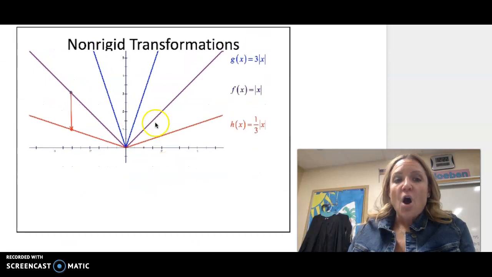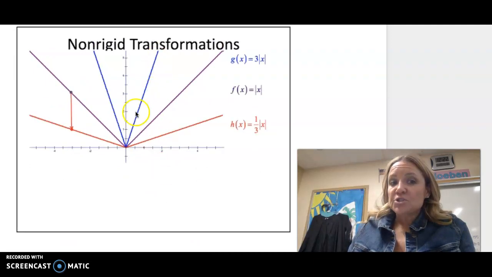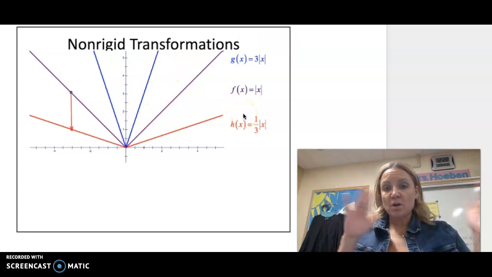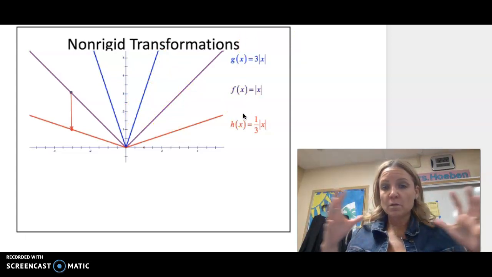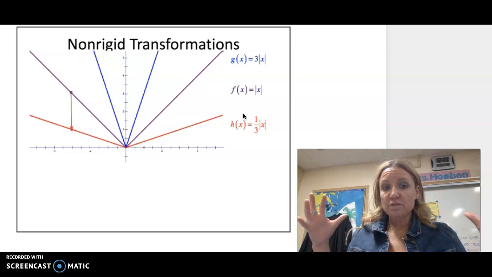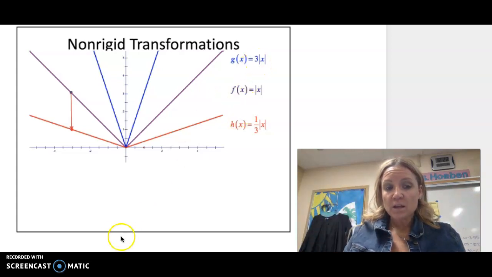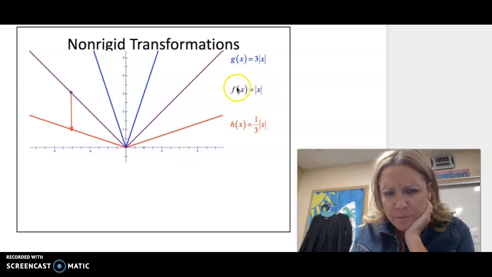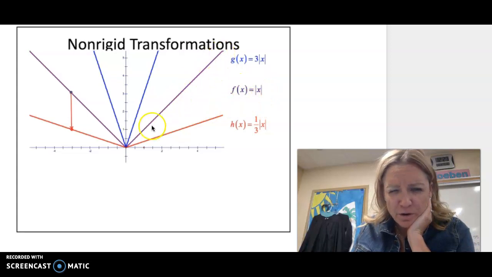So these are all non-rigid transformations, just basically meaning that they're stretching them. They're either having a shift or a stretch. Okay? So the parent function on this one is it looks like the burgundy, this darker purple color right here. So that's the absolute value of x.